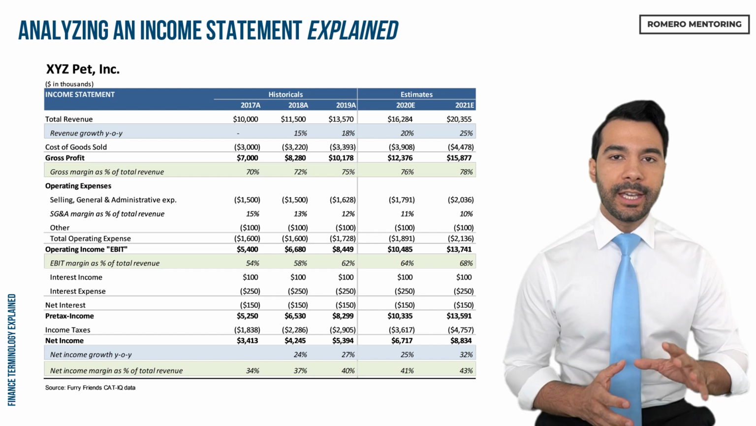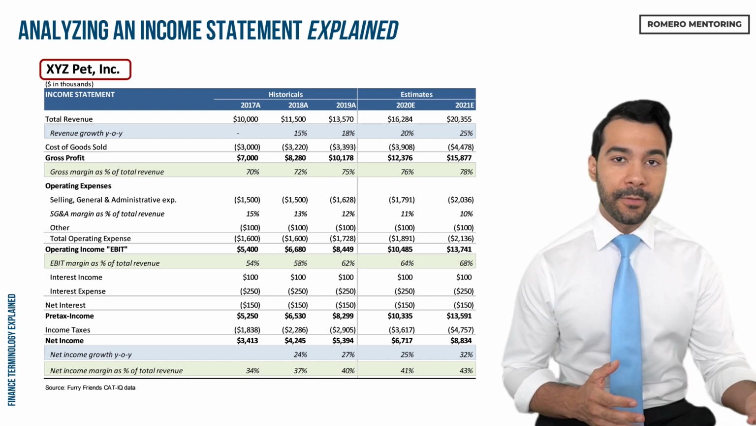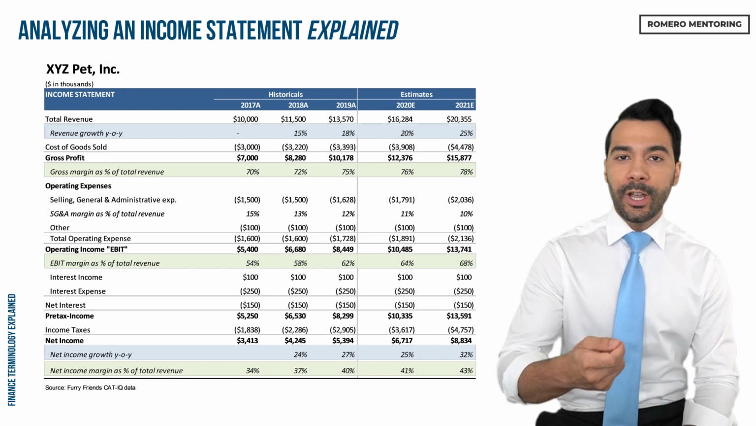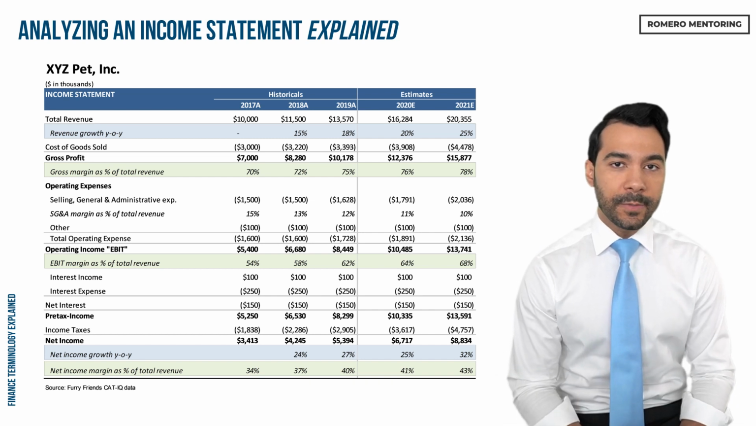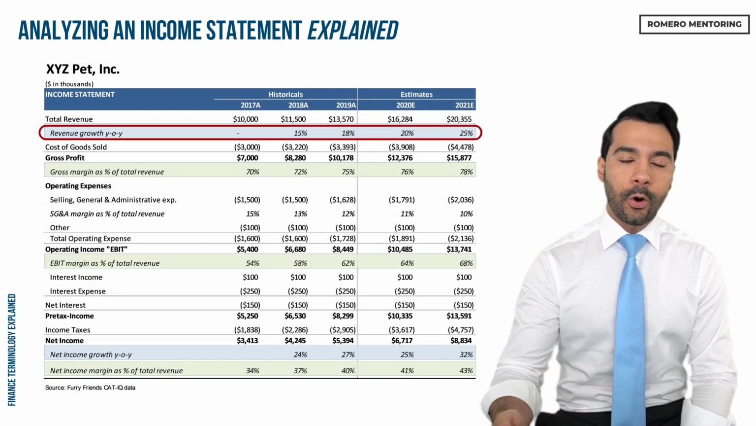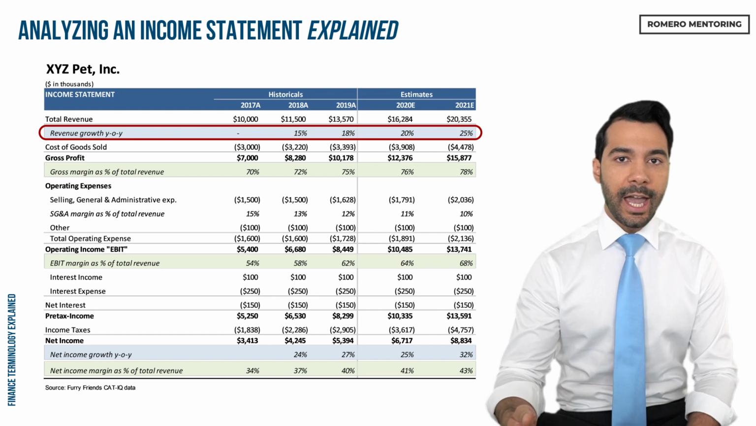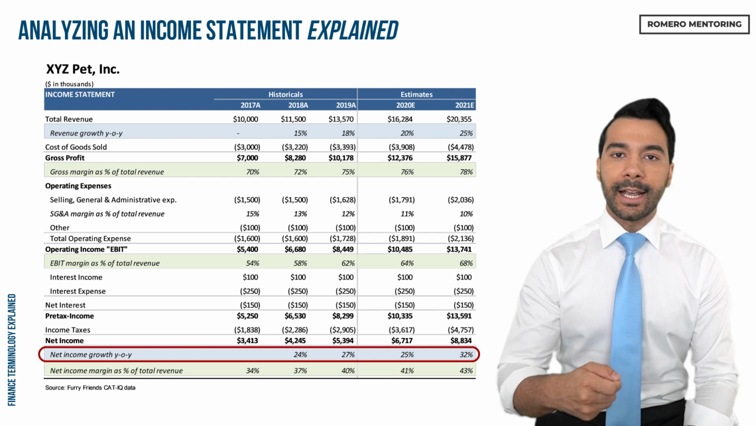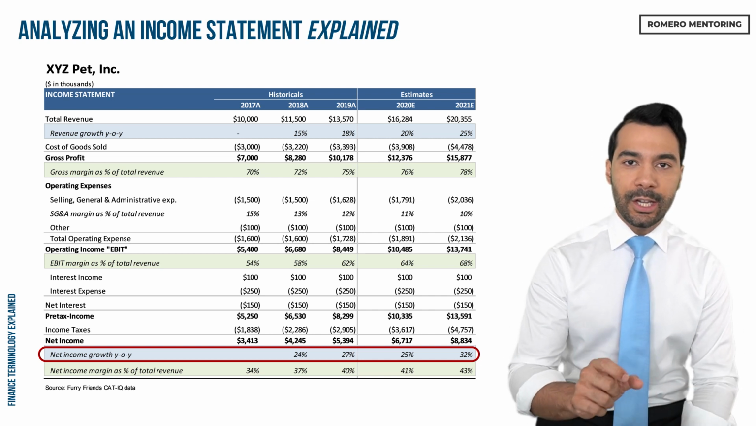Here we're displaying the income statement of XYZ Pet Inc. They manufacture pet food and toys, anything related to your pet. So when we apply our simple 3 steps to analyzing an income statement, if we look at number 1, growth rate, top line revenue growth, you can see that this company is growing revenue consistently, and it's accelerating. If we look at the bottom line, net income growth, you can also see that generally speaking, it's increasing.